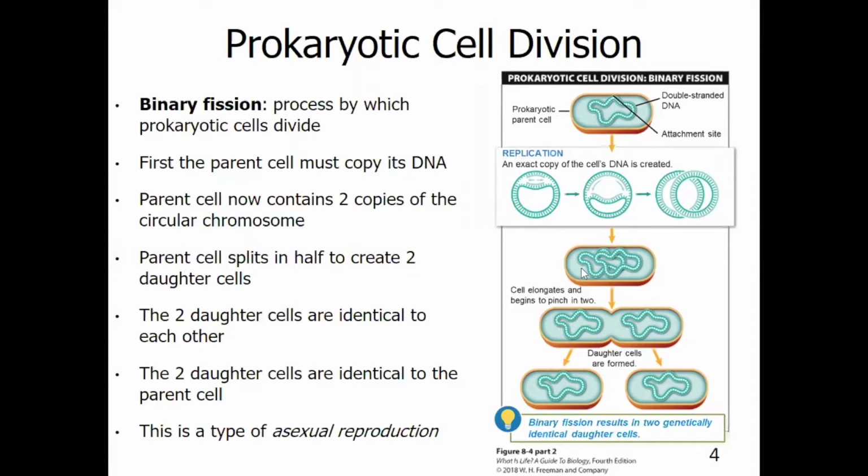So here in the middle of the figure, you see one prokaryotic cell with two circular chromosomes. Those two circular chromosomes are identical. We then see the process of the cell splitting and dividing in half to produce two daughter cells. The daughter cells are identical to each other. The daughter cells are also identical to the initial parent cell. This process of binary fission is an example of asexual reproduction.